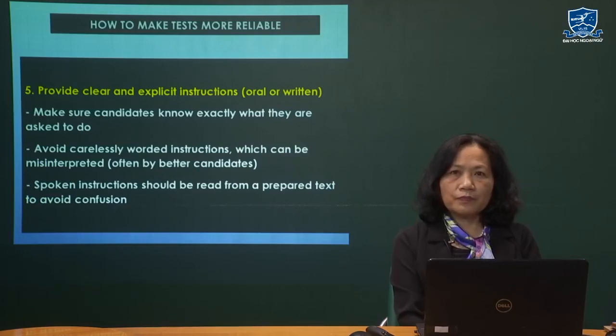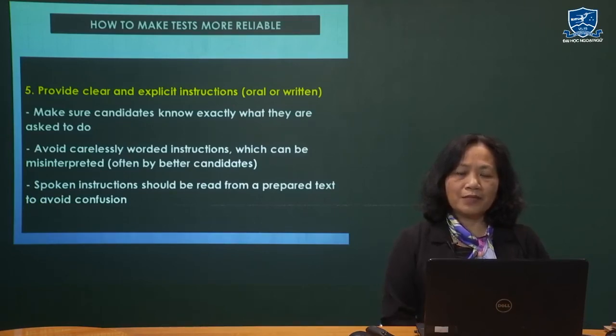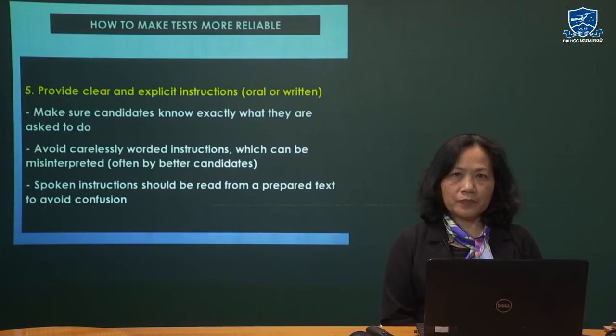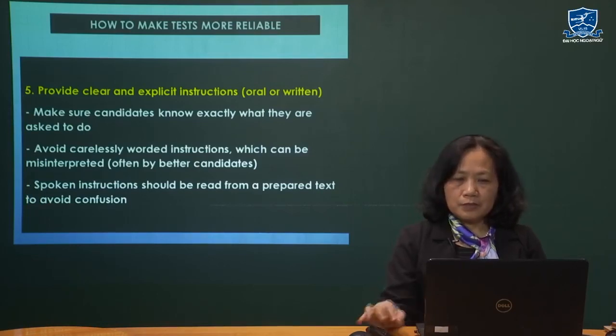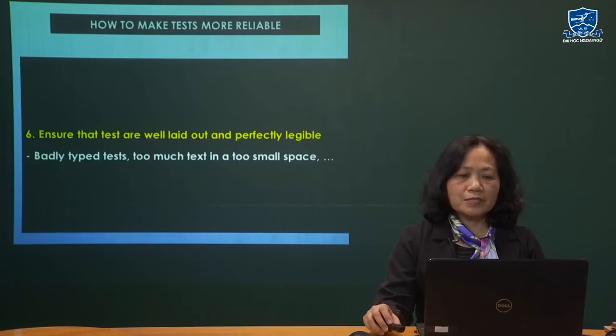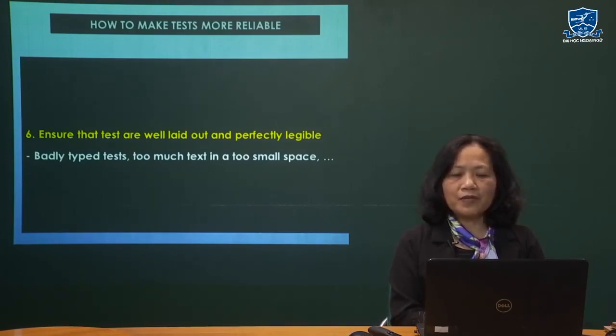Sometimes some instructions can be misinterpreted, not by weak students, but often by better students or better candidates. So the instructions should be simple but clear enough for everyone to understand. And for an oral test, a listening test, the spoken instructions should be read from a prepared text to avoid confusion. Yeah. So that is number 5. The next, number 6, you have to ensure that tests are well laid out. We talk about the format of the test and perfectly legible.